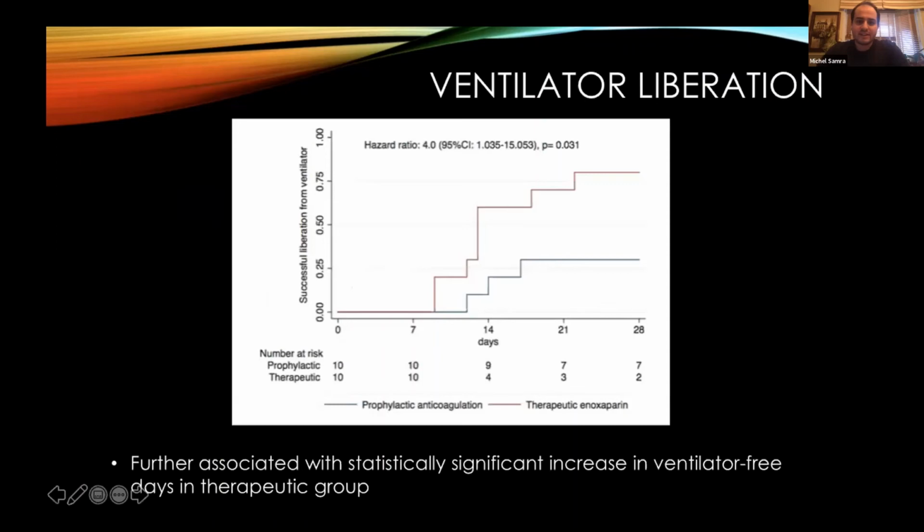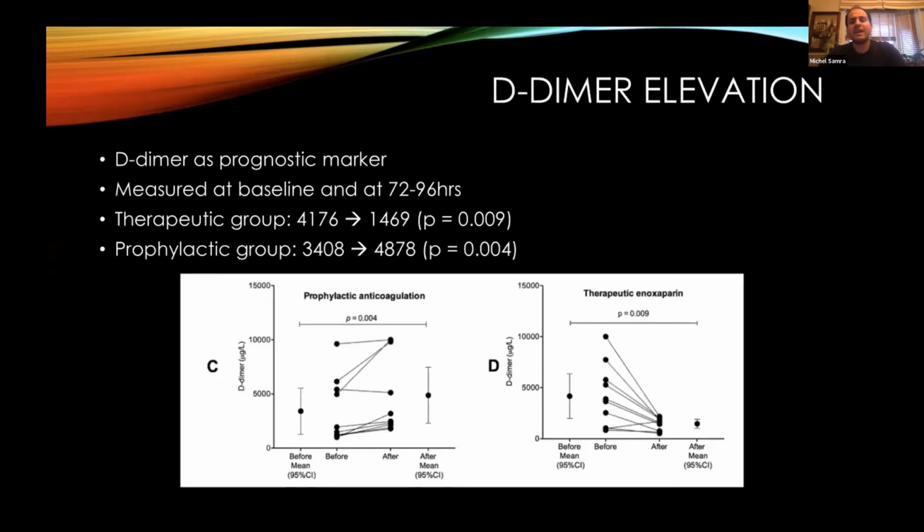they found that dose enoxaparin was statistically associated with an increase in ventilator-free days. So the red group is the therapeutic group, the blue group is the prophylactic group, and you can see that as you go through the days, you get more and more successful liberation from the ventilator, and they actually calculated a hazard ratio of 4.0, which is quite impressive. But again, 10 patients per group.